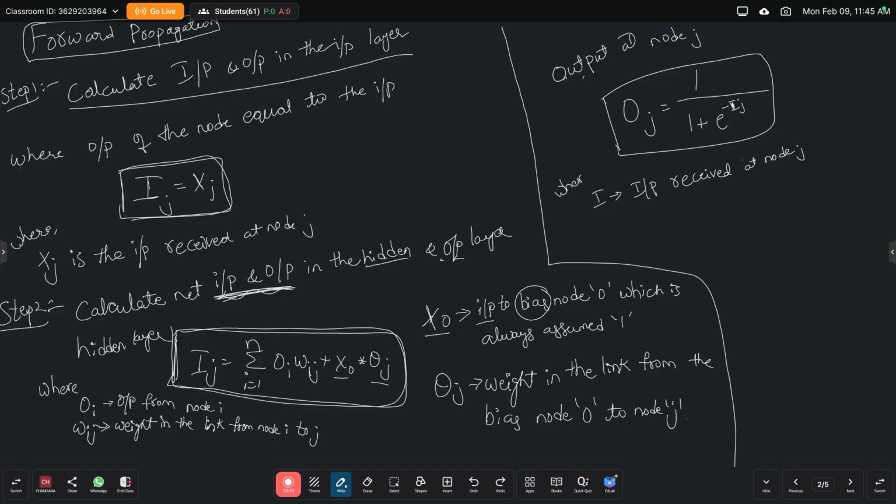Next, calculating the input and output in the hidden and output layers. This is the formula for Ij, for calculating the input and output of the hidden layer. Next, calculating the output: Oj equal to 1 by 1 plus e to the power of minus Ij.